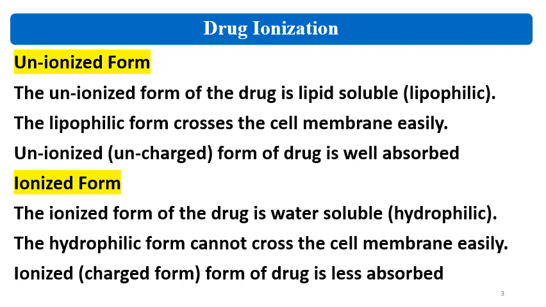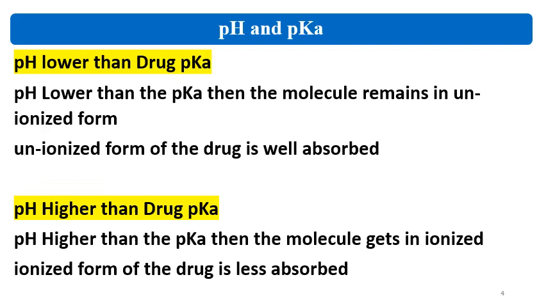Then coming to the ionized form. The ionized form of the drug is water soluble, that is hydrophilic. It is exactly opposite to the unionized form. The hydrophilic form is not able to cross the cell membrane easily because the cell membranes are lipidic in nature. It is also called the charged form, and that's why if the drug molecule becomes charged, or if it becomes ionized, then it will be less absorbed.